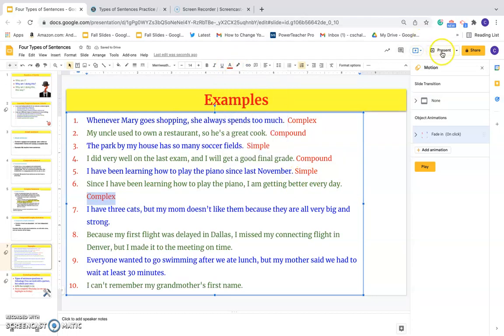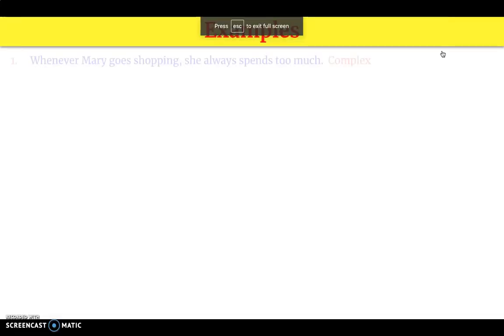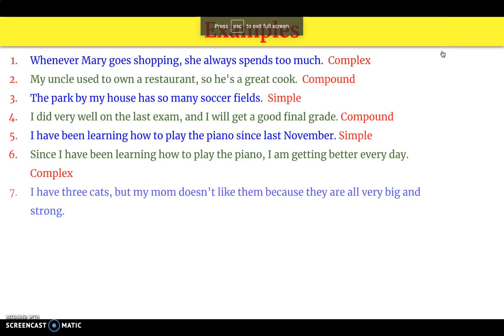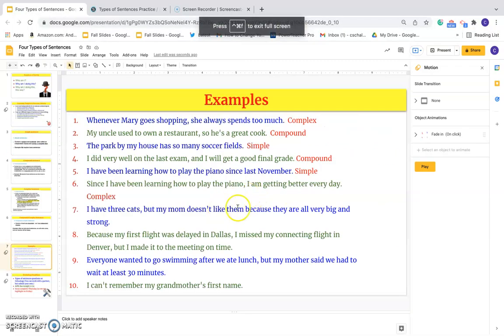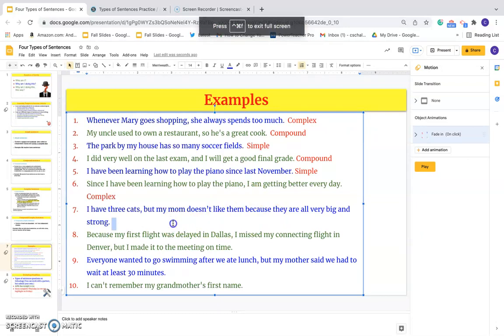And then let's do one more, then I'll just fill out the rest for you, okay? I have 3 cats, but my mom doesn't like them because they are all very big and strong. Okay. I have 3 cats, period. That could work. My mom doesn't like them. They're joined together by this "but." So this is a compound sentence right here. And then what we have is SWABI: because they are all very big and strong. So what we have here is compound-complex.